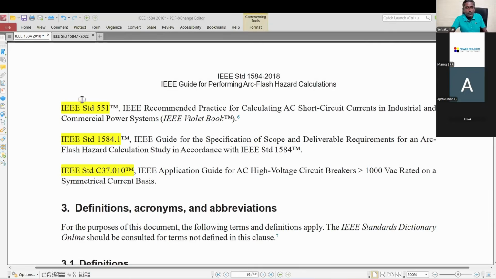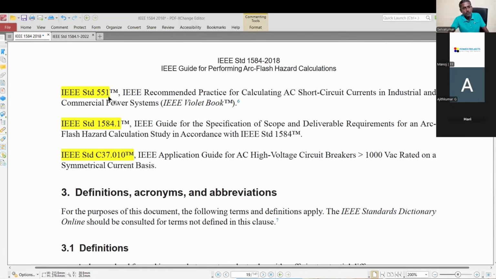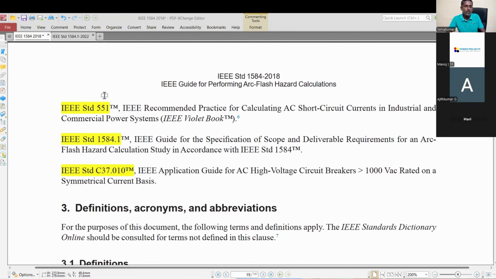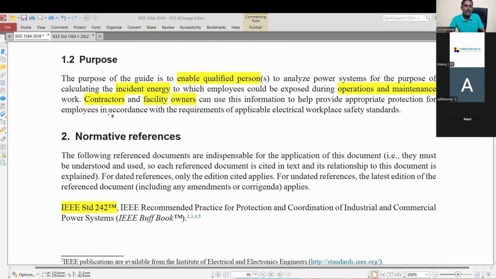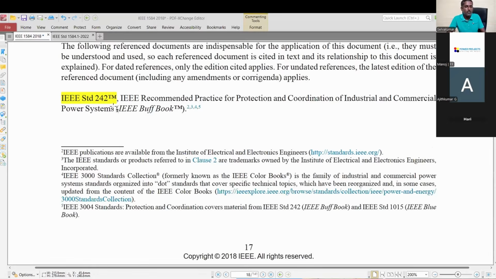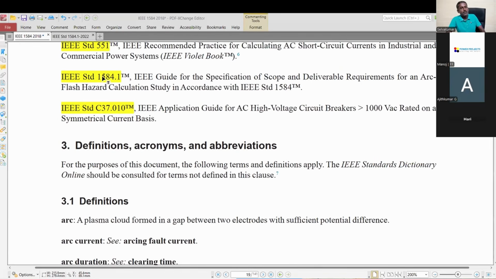So the standard references are given: IEEE 551 is for short circuit, and you can refer to IEC 60909 if you are from the IEC world. Then 242 is for relay coordination. Then IEEE 1584.1 is the guidance. C37 is for high voltage circuit breakers.